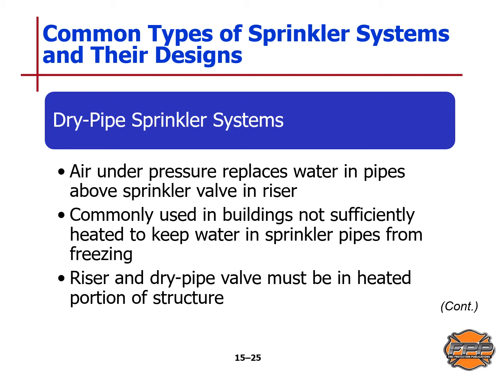The dry pipe sprinkler system involves air under pressure that replaces water in pipes above the sprinkler valve in the riser. Commonly used in buildings not sufficiently heated to keep water in sprinkler pipes from freezing. The riser and dry pipe valve must be in heated portions of the structure.